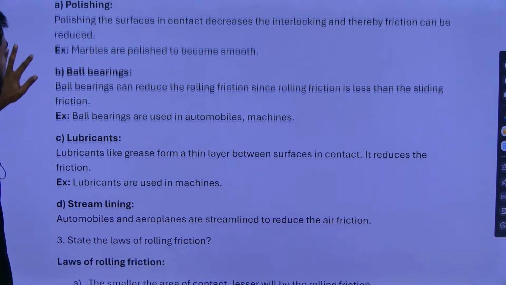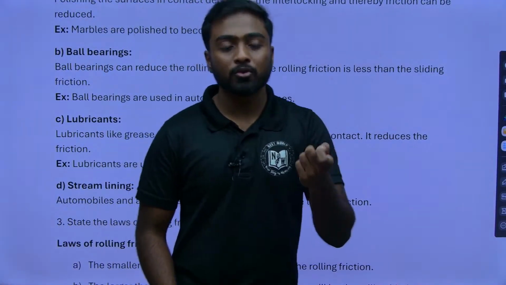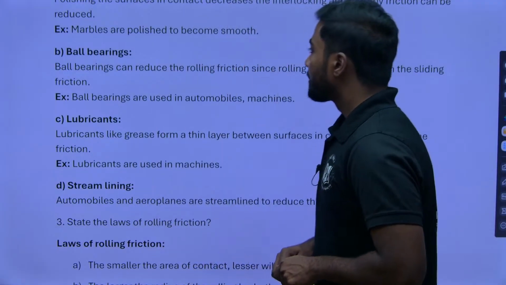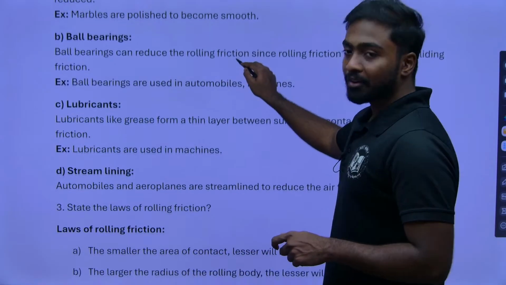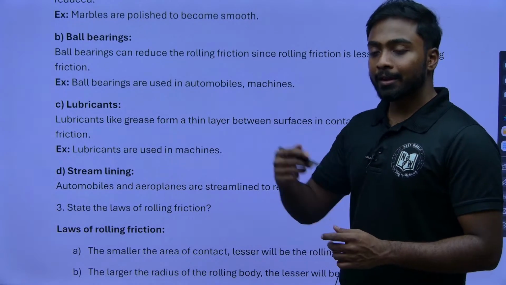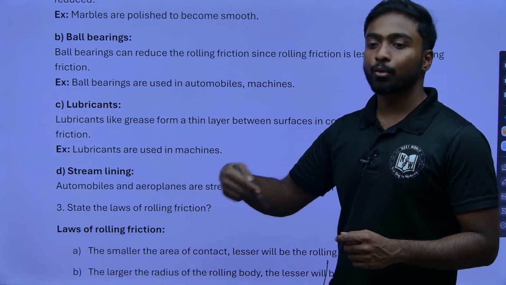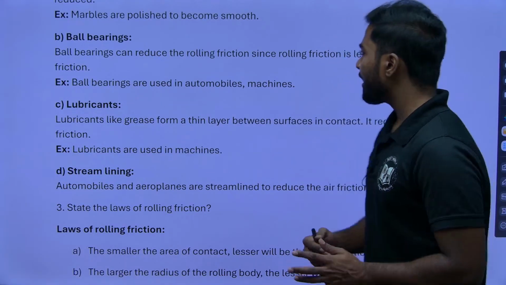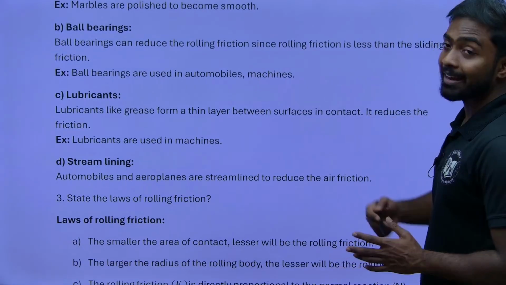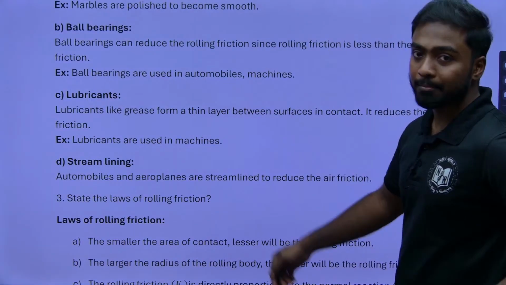Second point, ball bearing. We use the term ball bearing in vehicles. Ball bearing can reduce the rolling friction. In the tires, due to rolling friction, we are using the ball bearing. It reduces rolling friction, since rolling friction is less than the sliding friction. For example, ball bearings are used in automobiles and machines.